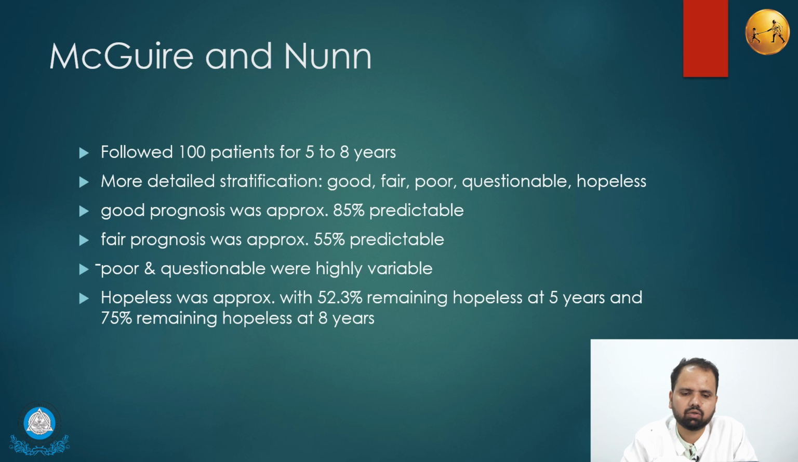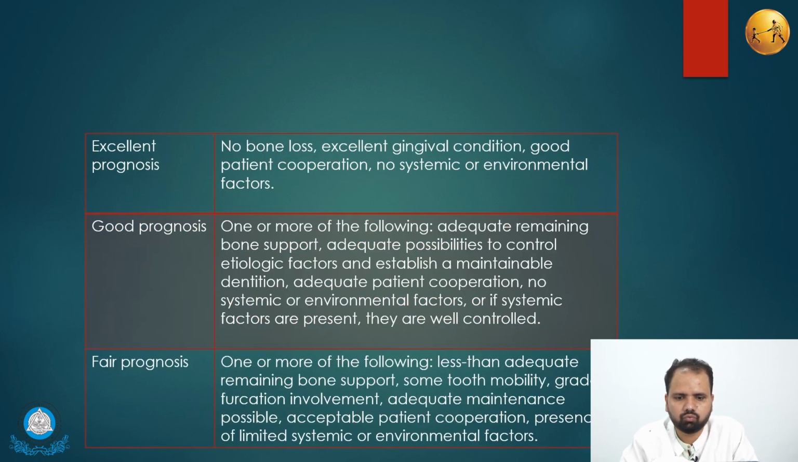According to them, good prognosis was approximately 85% predictable, fair prognosis was approximately 55% predictable, and poor and questionable were highly variable. So what all things comprise that particular set of prognoses which they had given? Excellent prognosis, according to them, is where there is no bone loss, the gingival condition is in excellent health, the patient is good and cooperative, and there are no systemic or environmental factors.